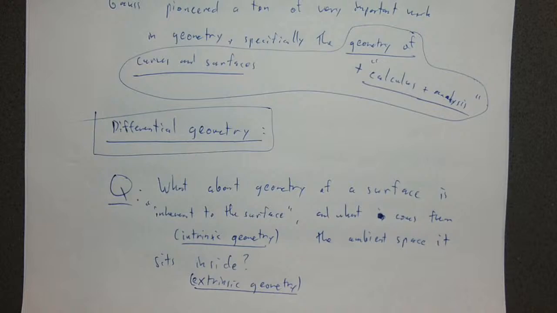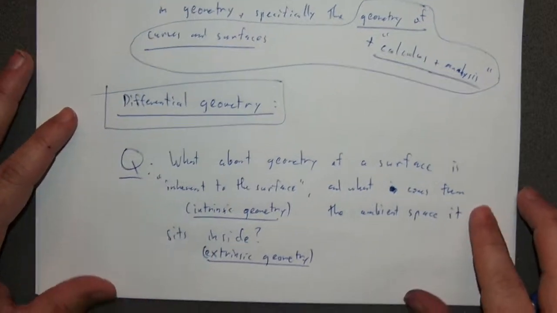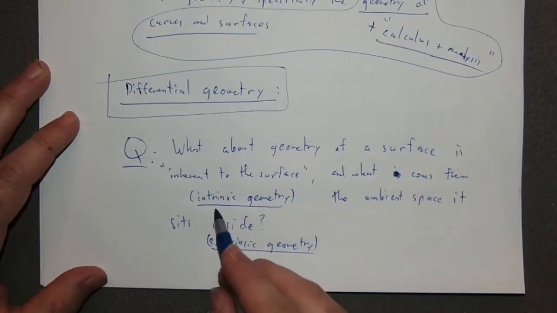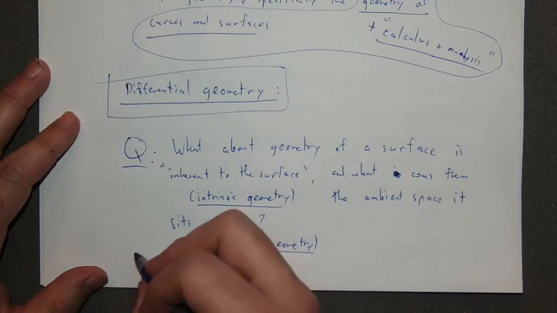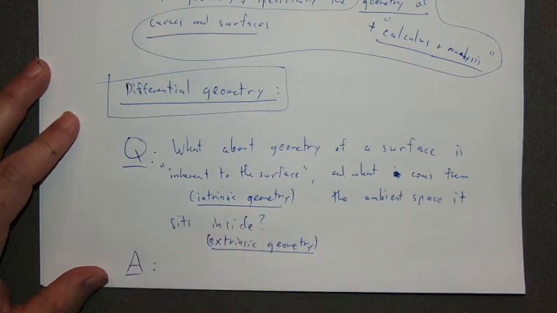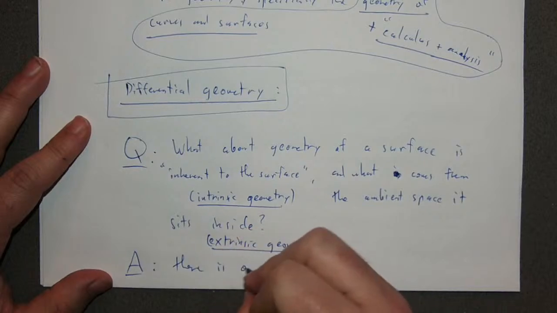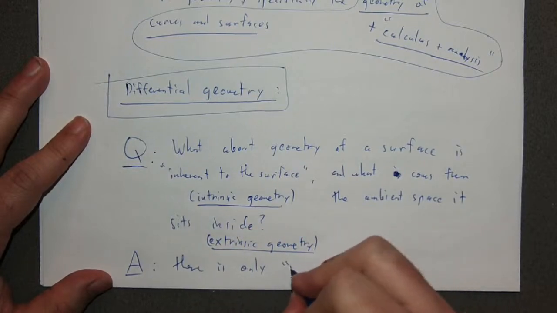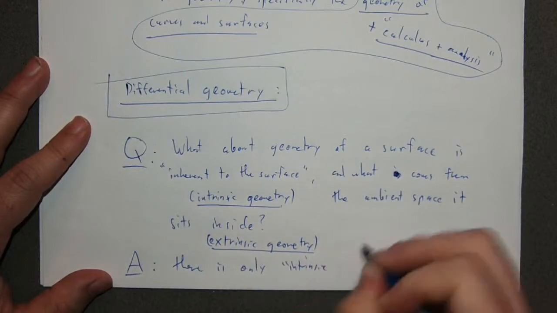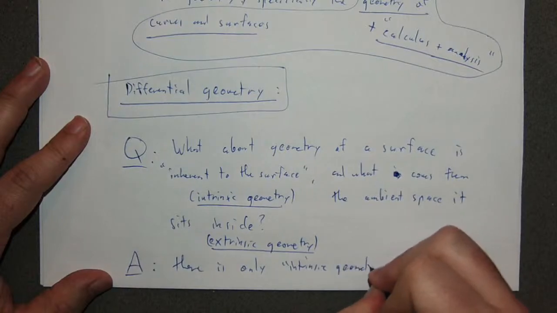The thing that Gauss was able to say is that there's no such thing as intrinsic and extrinsic. There's just geometry. Gauss was able to show that there is only intrinsic geometry. What does that mean?